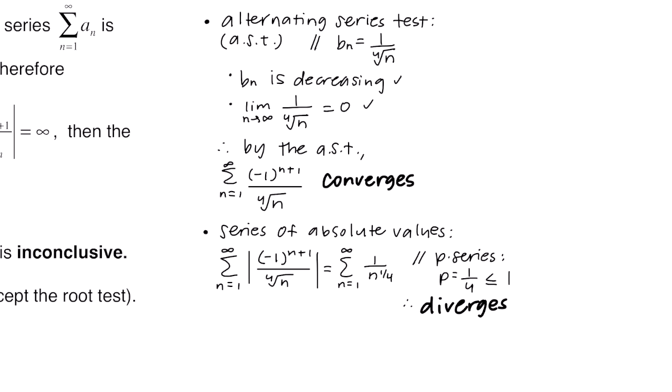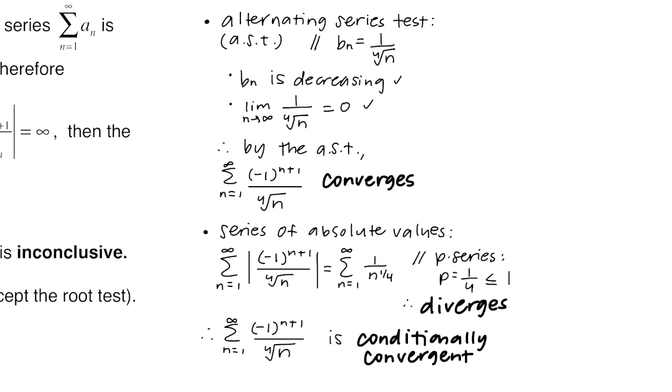Okay, so finally, since the original series converges, but the series of its absolute values diverges, we can say that the original series is conditionally convergent. So again, therefore, we can conclude that the original series is conditionally convergent.